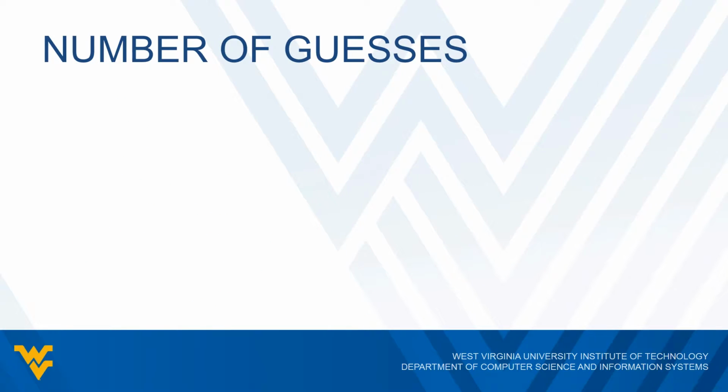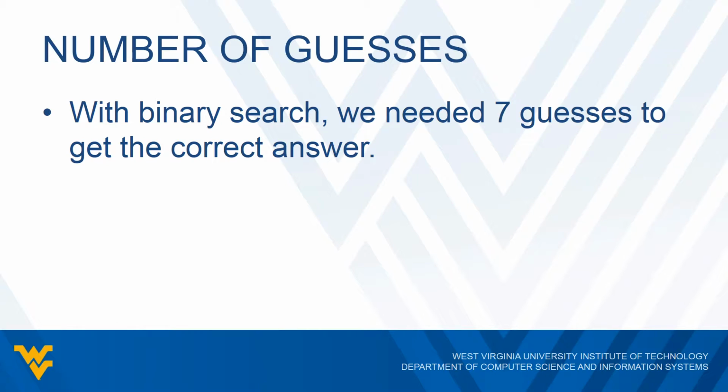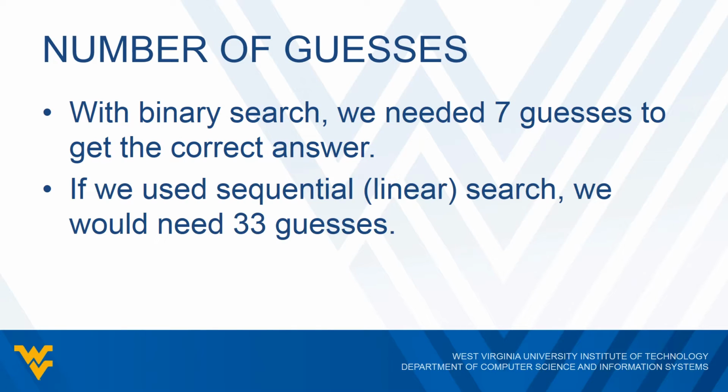The game we just played is an example run of using binary search. And notice that when we did that, we only needed 7 guesses to get the correct answer. Now, what if we'd used the sequential search or the linear search? Well, we would need 33 guesses because we would start at 1, 2, 3, and go all the way up to 33. So we see here that we have this comparison between doing 7 guesses and 33 guesses. So we already see that there is a pretty nice improvement with using binary search over sequential search.